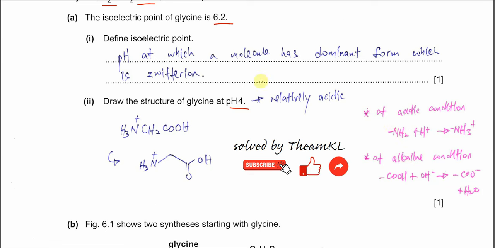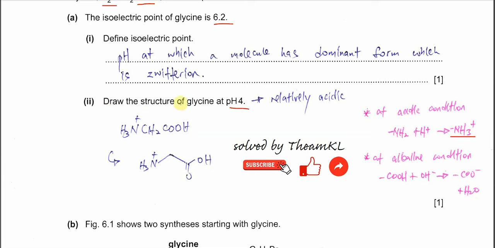isoelectric point, if the pH is more acidic, or relatively lower pH than the isoelectric point, the amine group NH2 will react with the H plus because there is more hydrogen ion. It will form ammonium then. The carboxylic acid has no change. At alkaline condition, meaning the pH is higher than 6.2, the carboxylic acid will react with the hydroxide because under alkaline condition this one is more abundant. Then the COOH will react with hydroxide to form the carboxylate and water.